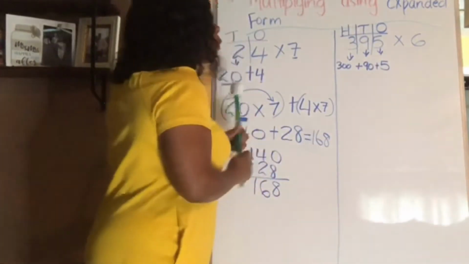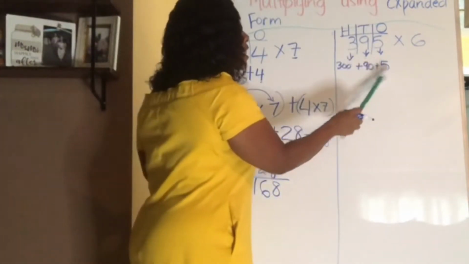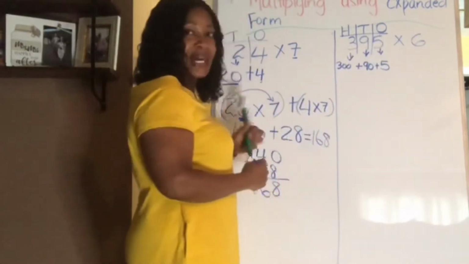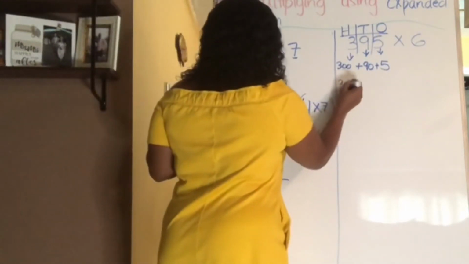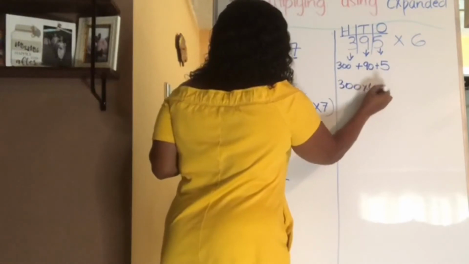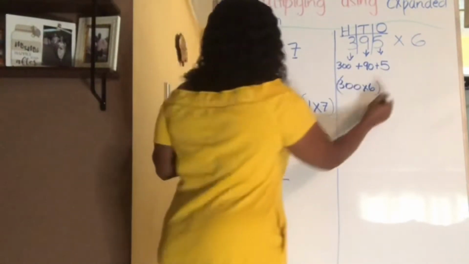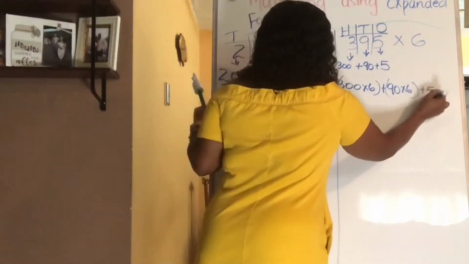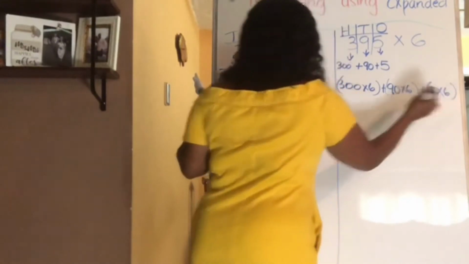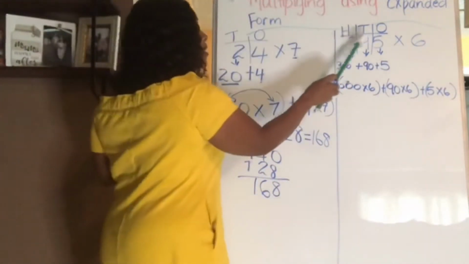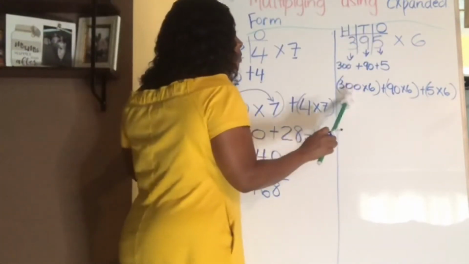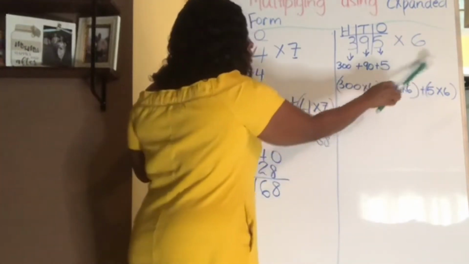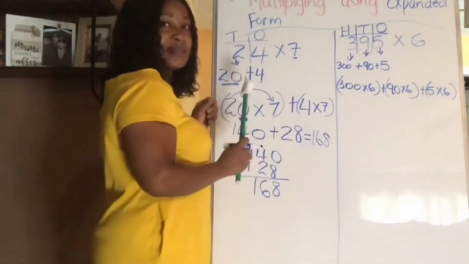So now we're taking each of these numbers and we're multiplying them by 6. So 300 times 6, put it in brackets, plus 90 times 6 in brackets, plus 5 times 6 in brackets. That's all we do, expand this number and multiply each part by the multiplier, which is 6.